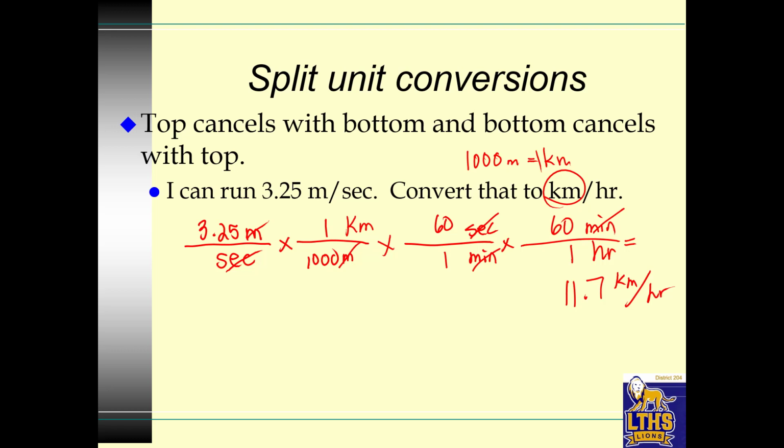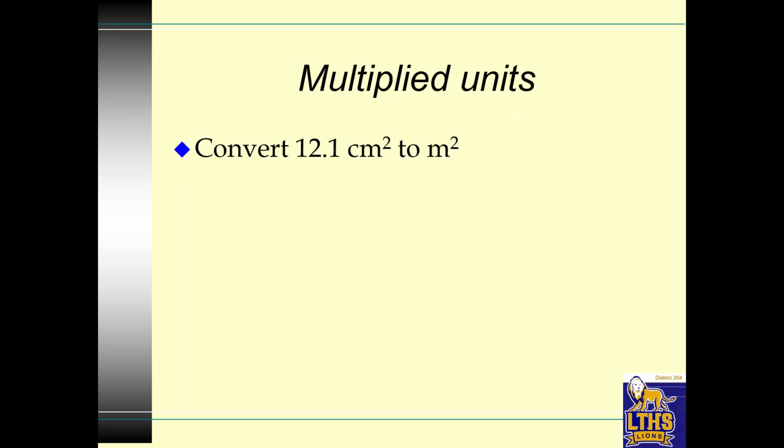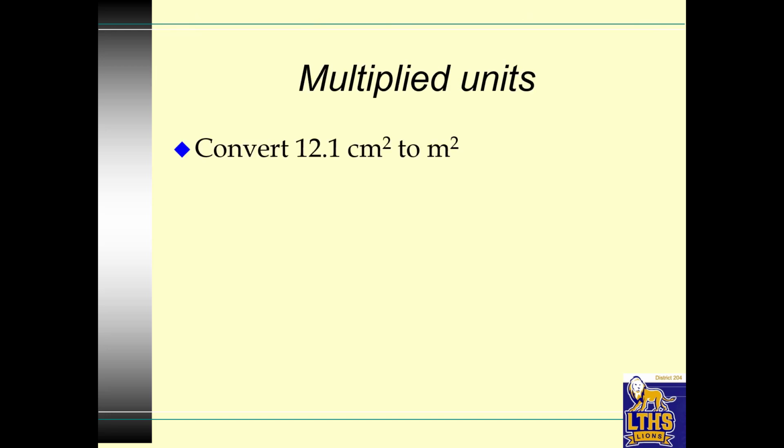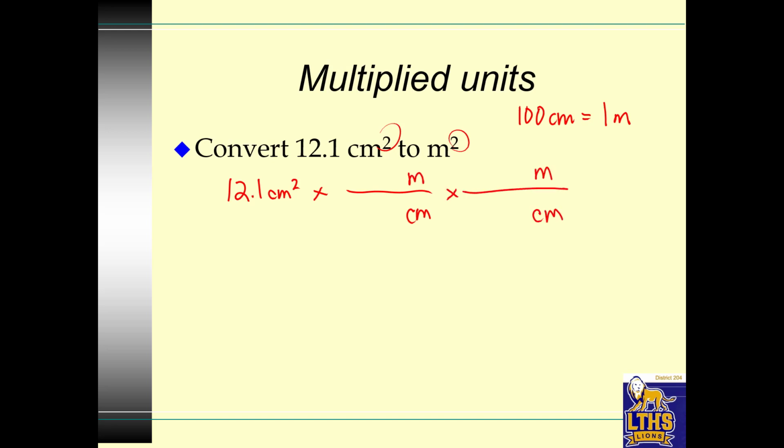Okay. So split units means top and bottom. You can also do multiplied units. So I can convert 12.1 centimeters squared to meters squared. I know that there's 100 centimeters in a meter. But this is squared, and that's squared. So I need to take 12.1 centimeters squared and get rid of it. But if I use this conversion factor, it's only centimeters to meters. So I have to do it twice so that my centimeters cancel out twice.